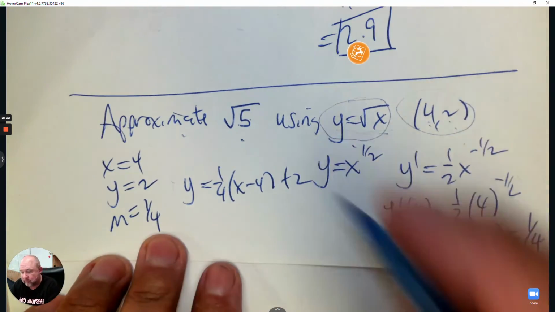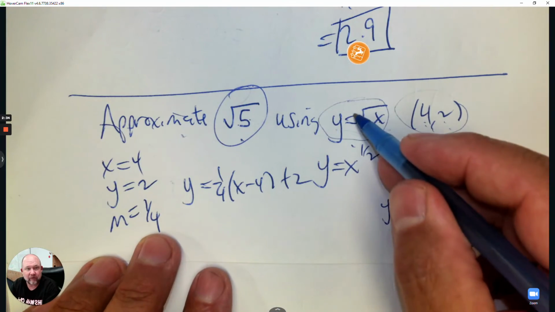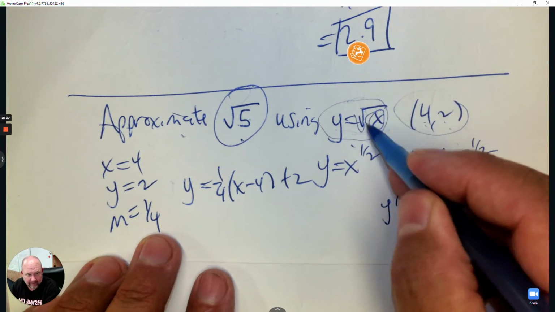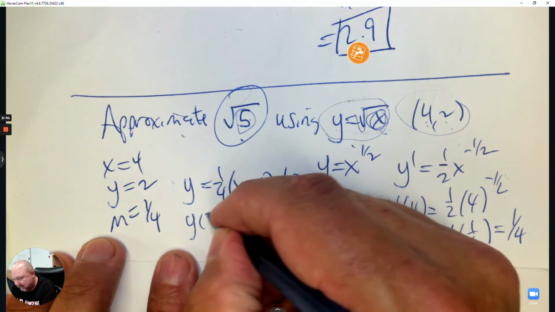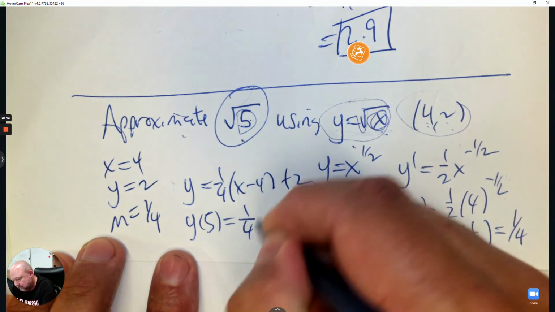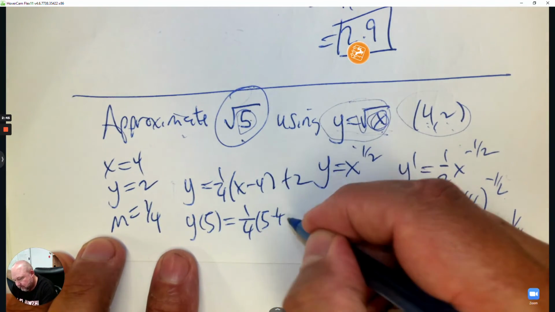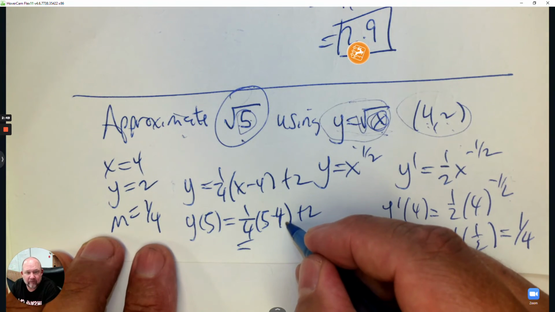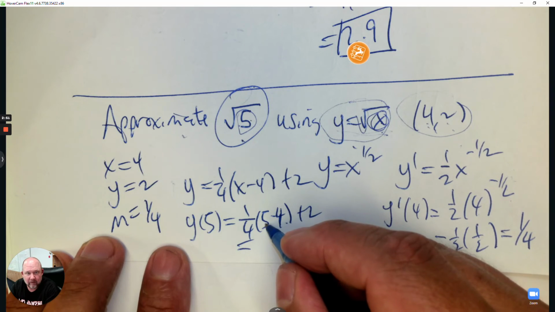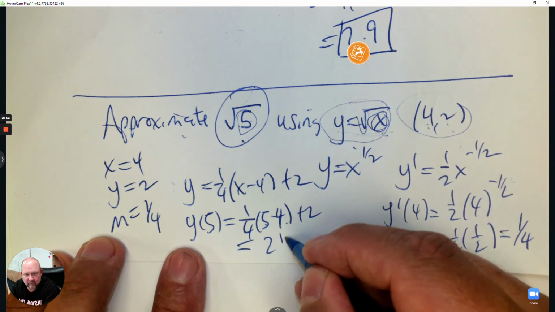And then don't plug in root 5. Remember, it's the square root of x. We just want the x number, so the x number is 5. So to approximate it, we plug 5 in. And so 5 take away 4 is 1. 1 times a quarter, that's a quarter. So altogether, it's just 2 1/4.